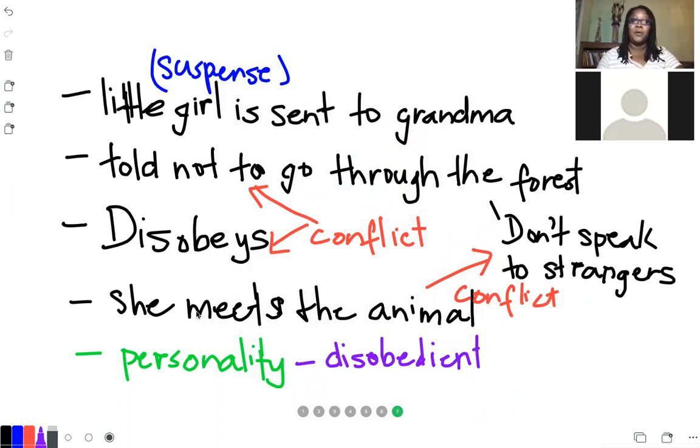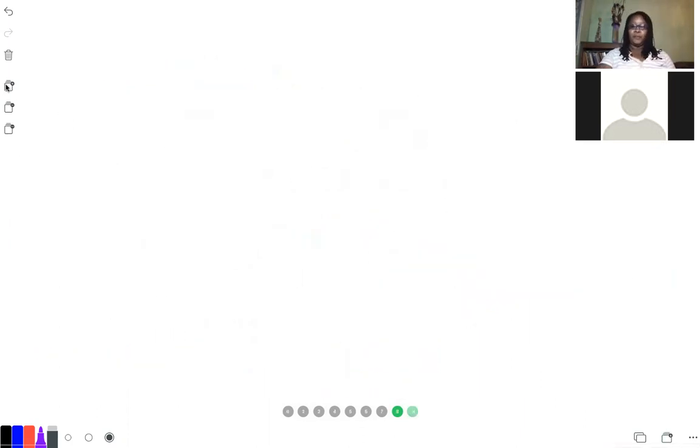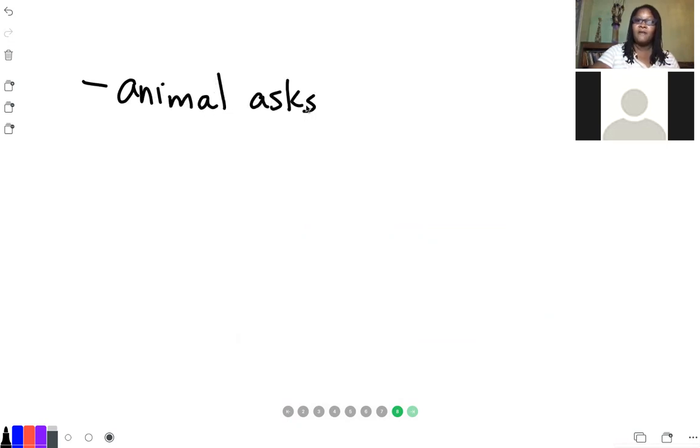I'm going to switch pages. This one is a bit full. But let's remember where we are on this page, right? She meets the animal and she speaks to him after being told, don't talk to strangers. Let's switch and see. So the next point now, the animal asks for something from the basket.